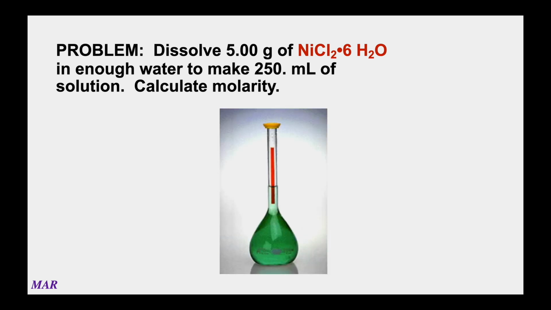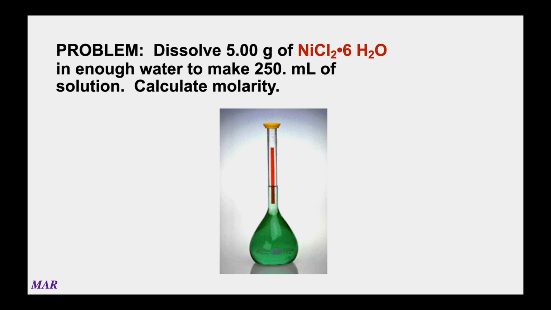This is an example of how you can calculate molarity. Now remember that molarity, big M, is moles of solute per liter of solution. And in this problem, our solute is not sugar. Anyway, the solute, the exciting part for chemists, is nickel(II) chloride hexahydrate, NiCl2·6H2O. This is a hydrated compound. And the solvent is water.